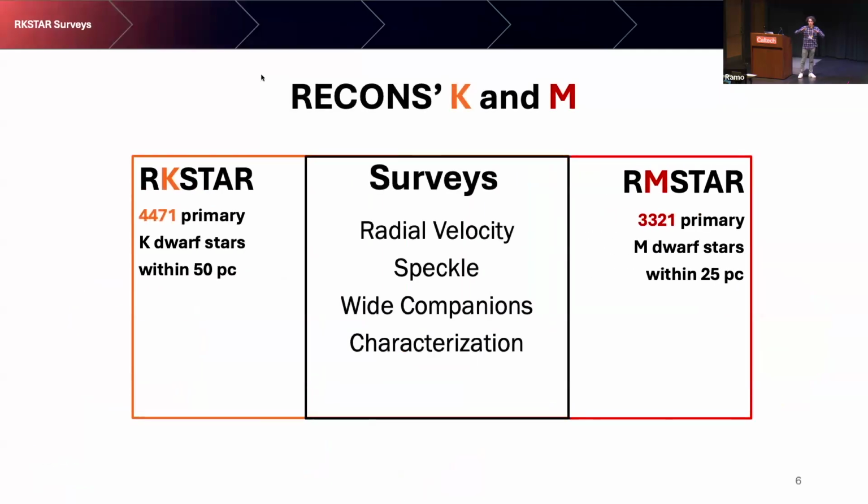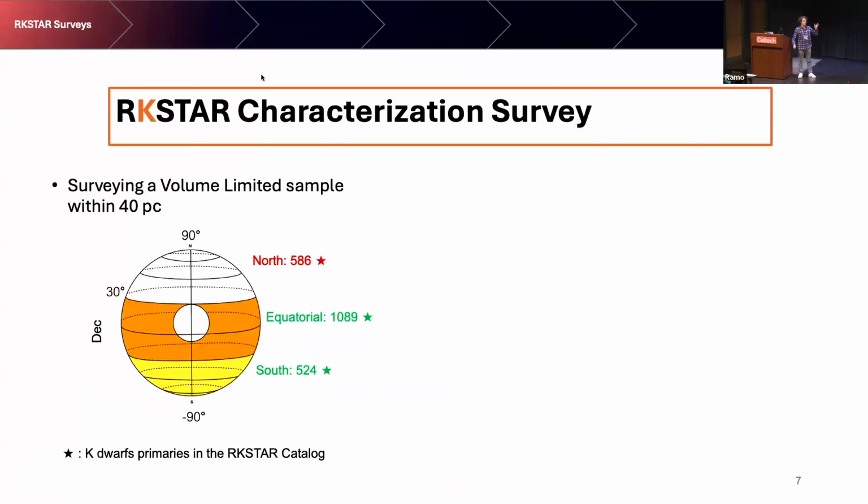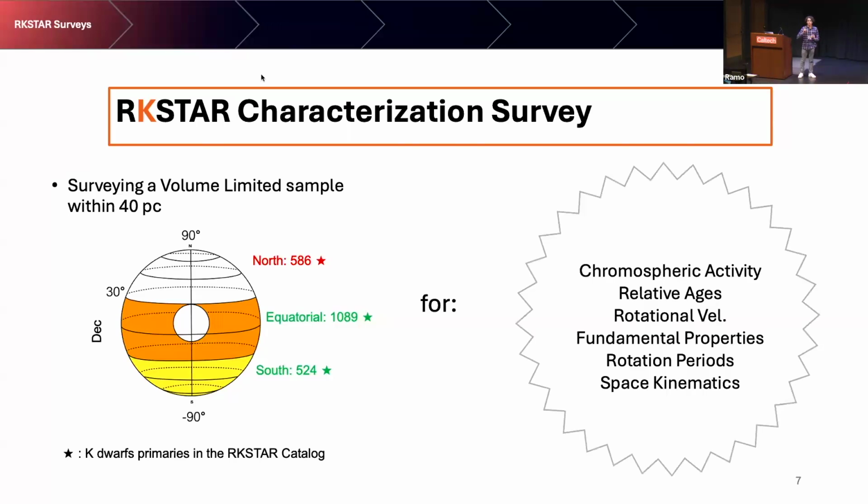We run four different surveys: a blind search with radial velocities, a blind search with speckle for companions, a wide companion search, and a characterization survey. I work in the ROCKSTAR characterization survey, surveying this volume-complete sample within 40 parsecs of the Sun, a total of around 2,200 stars. I want to present results for the stars with declination south of 30 degrees, about 1,600 stars. For these stars I want chromospheric activity, relative ages, rotation velocity, fundamental properties, rotation periods, and space kinematics. This is my project.